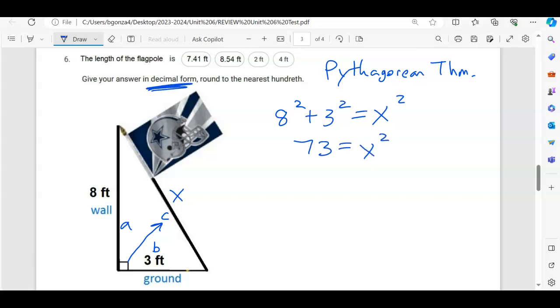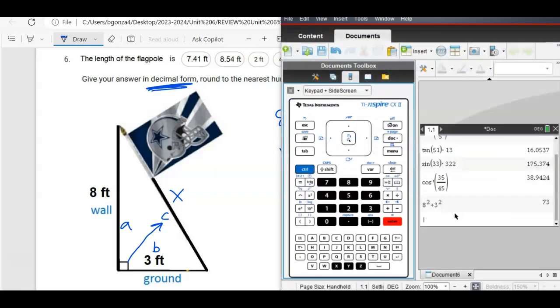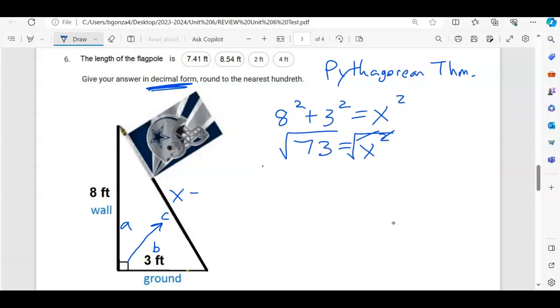And if we're doing decimal, we're just going to type our next step in the calculator. To get rid of a square, we square root, and we square root both sides. What is the square root of 73? 8.544 is about 8.54. Cool. All right.